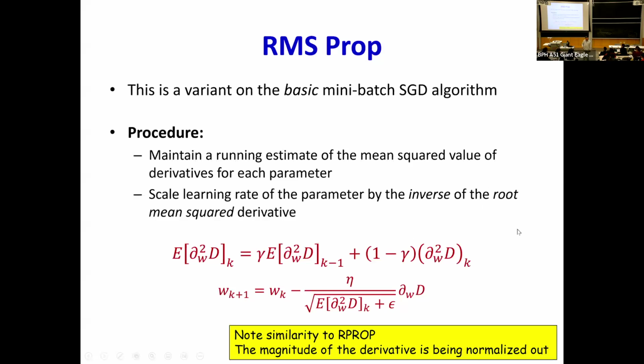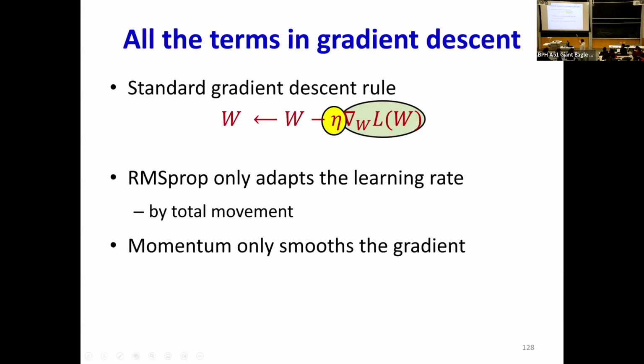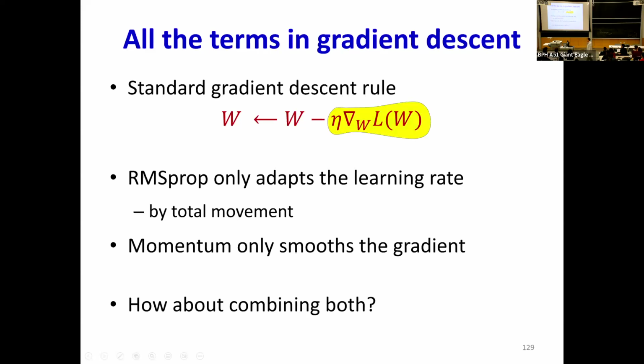So what we've seen is two things, right? First, we've seen that the momentum method maintains a running average of the gradient. RMS prop maintains a running average of the RMS value. The momentum method stabilizes the gradient. RMS prop stabilizes the learning rate. So what is the obvious next thing? Do both, right? And if you do both, you get a familiar algorithm. Anybody know what it is? That's Adam, right? So that's basically it.